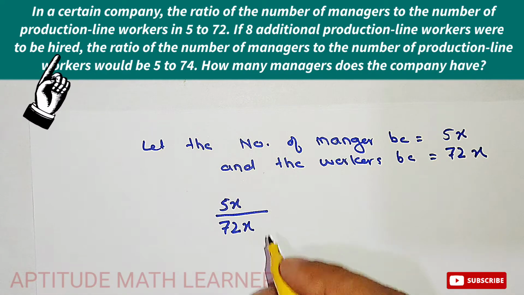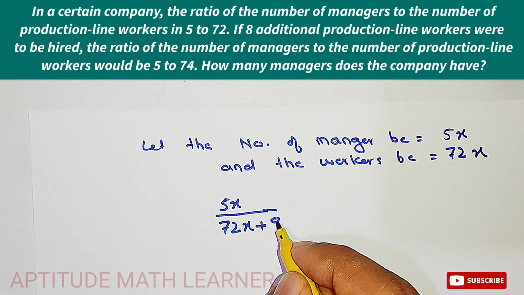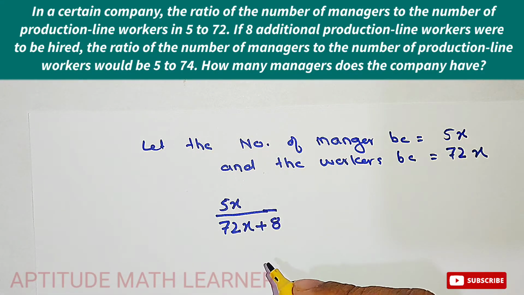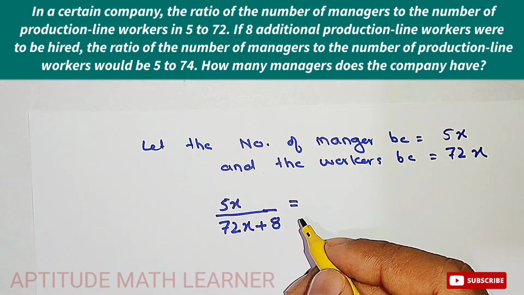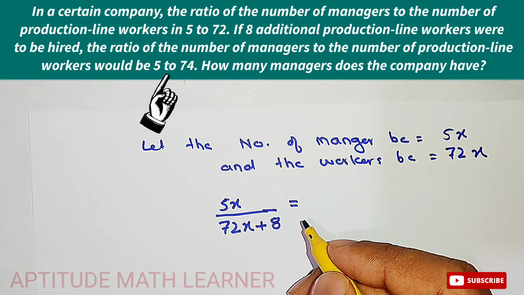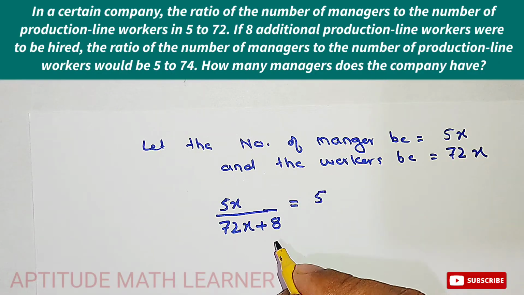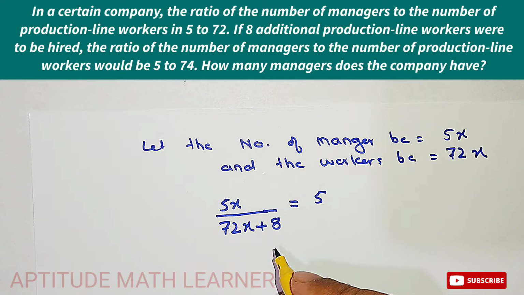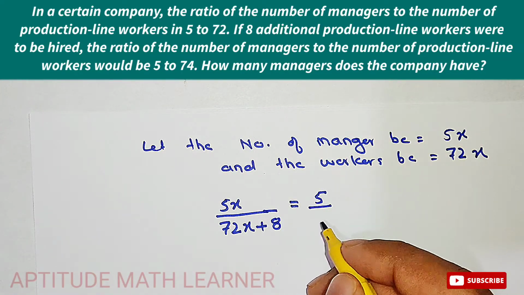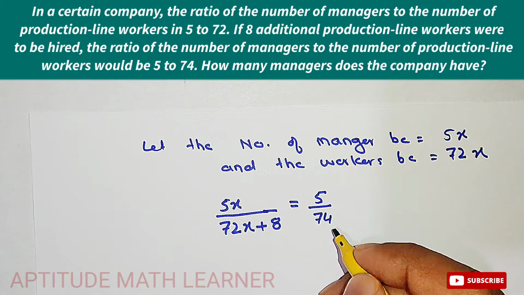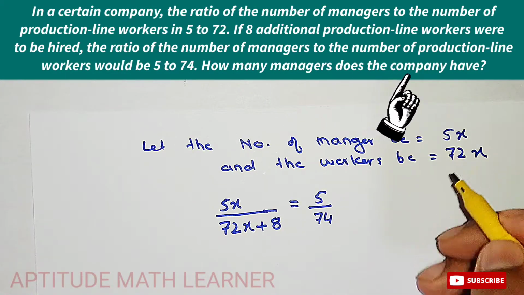to be hired. So here we hire, or we add, 8 more production line workers, and now the new ratio will become 5:74. So after adding 8 additional production line workers, we get the new ratio 5:74. So now we have to find out the number of managers in the company.